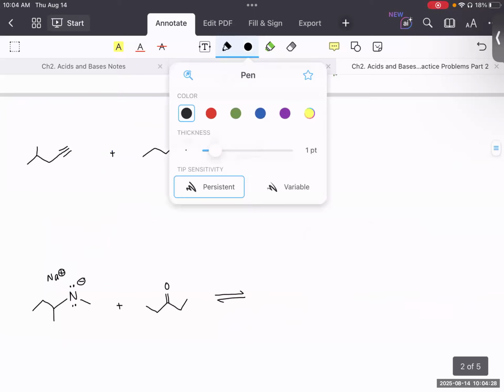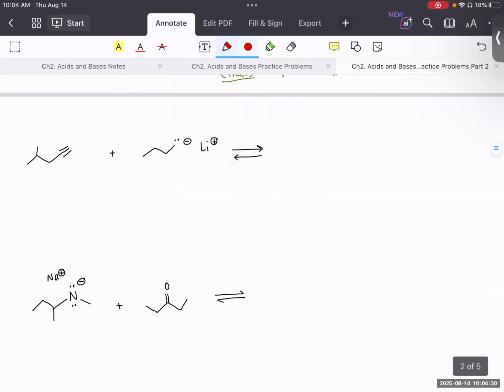All right, let's do this next one here. So same thing as before. First, we want to label our acids and bases. This one's a little bit tricky because we don't really see immediately which hydrogens would be the acidic ones. But we do see that we have a negative charge right here. And so things that have a negative charge tend to be bases. So we can label this as our base, which means that this would be our acid in this question.